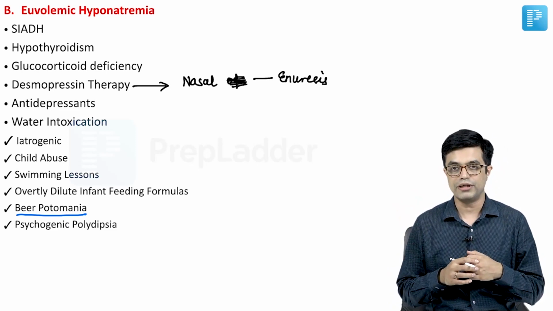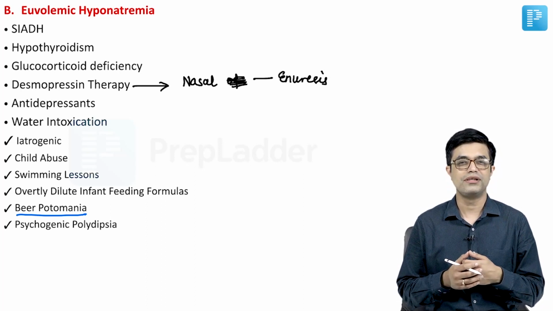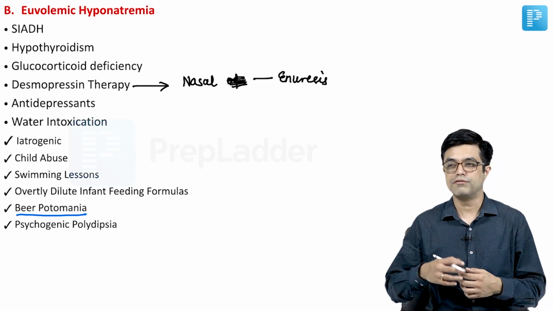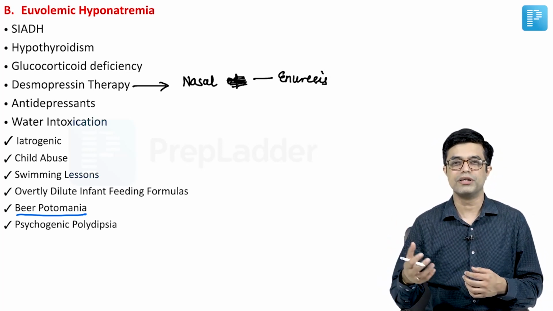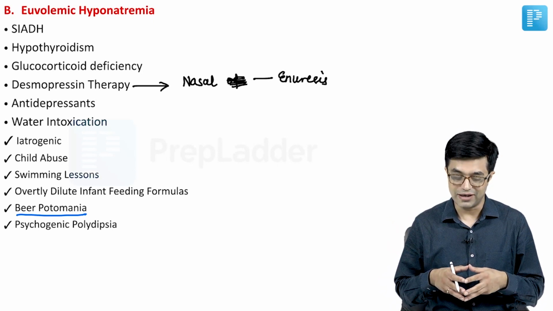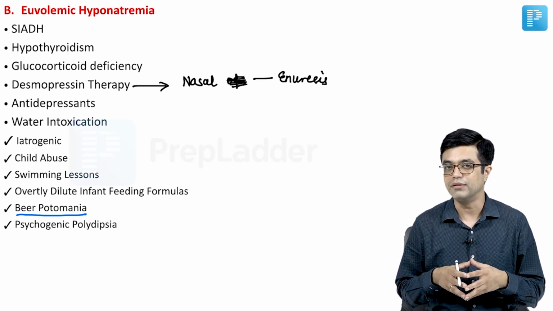And psychogenic polydipsia, some people just want to drink too much water. These days if you try to Google, there are people saying that you should be consuming 4 glasses of water in the morning, 4 in the afternoon, 4 in the evening, 4 in the night. Many of these people do end up with euvolemic hyponatremia. So everything in life should be in moderation.